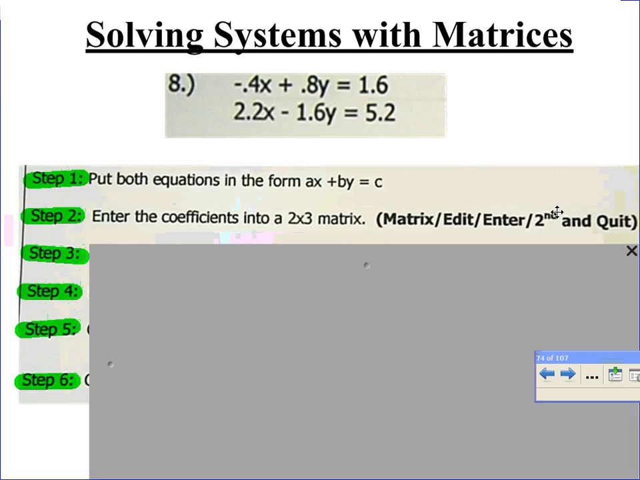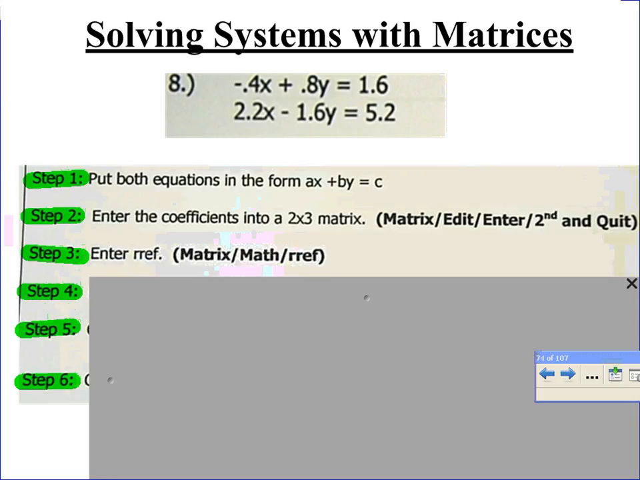Okay, step 3, enter RREF. Matrix, Math, RREF. So we're going to find the RREF, and I'll show you how to do this. And in parentheses, Matrix, Math, RREF. RREF is that row reduced echelon thing that I was talking about. That's what it stands for. You don't need to know that, though.